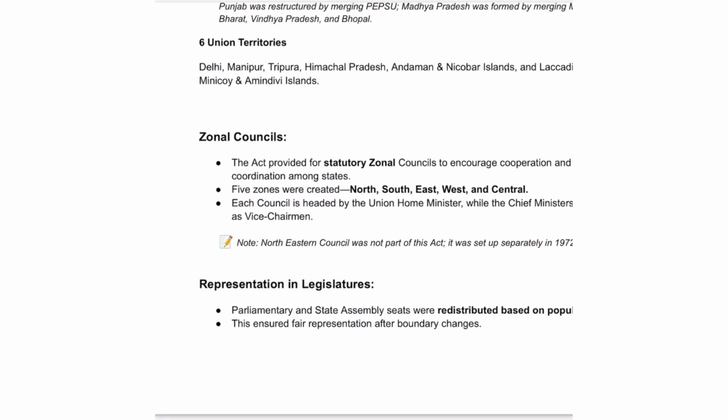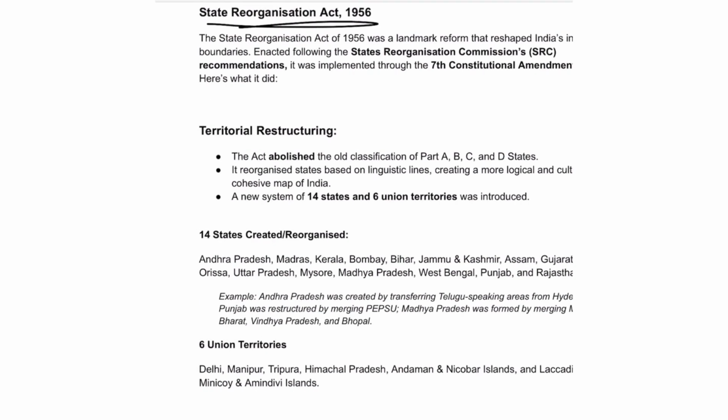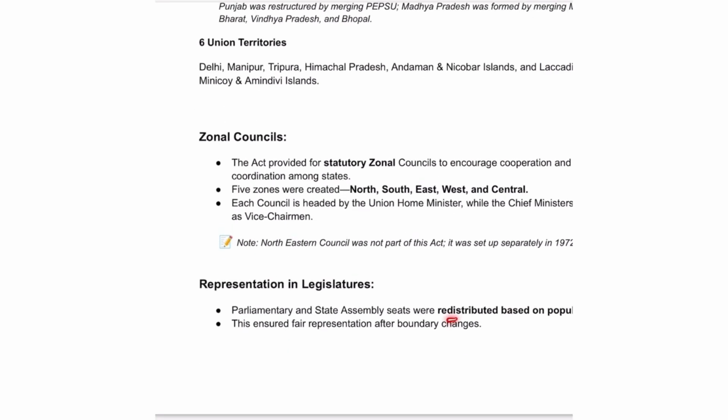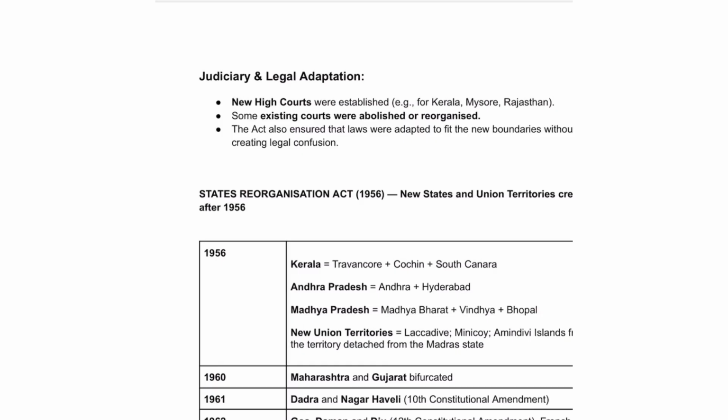Again, there was a representation in legislature due to the State Reorganization Act, because it gave away some changes. That's why there was a redistribution based on population in the parliamentary and state assemblies seats as well. So they ensured fair representation after the boundary changes. Finally, there was judiciary and legal adaptation. So new high courts were established. Some existing high courts were abolished or reorganized. The act also ensured that laws were adapted to fit new boundaries without creating legal confusion.